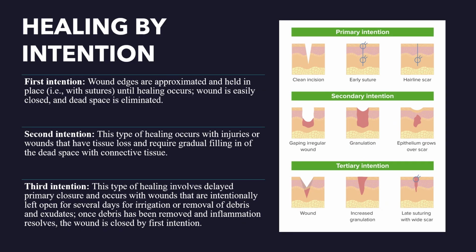In this type of intention, it involves delayed primary closure and occurs with wounds that are intentionally left open for several days for irrigation or removal of debris and exudates. Once debris has been removed and inflammation resolves, the wound is closed by first intention. In this tertiary intention, the image shows that in the first step there is a wound. Then we need to leave it open intentionally, to let it heal for several days as the healing occurs, and it is left open.